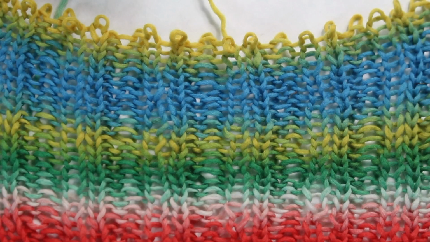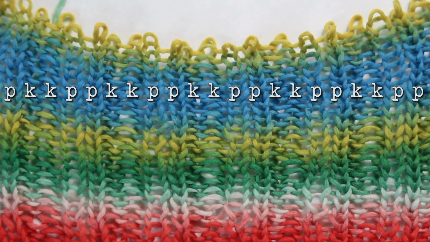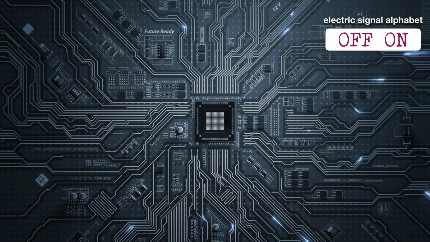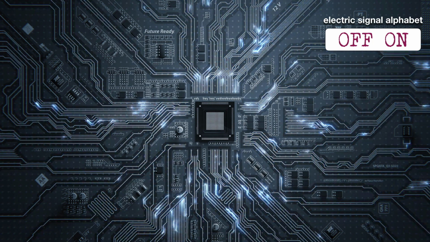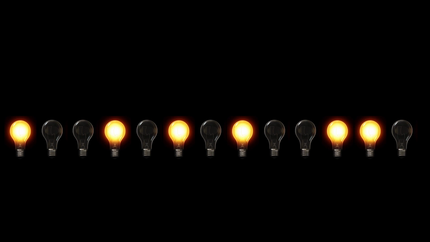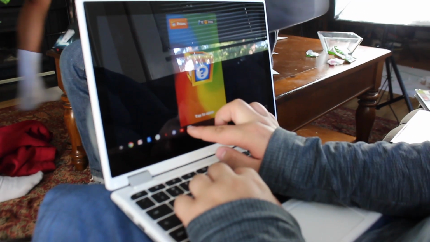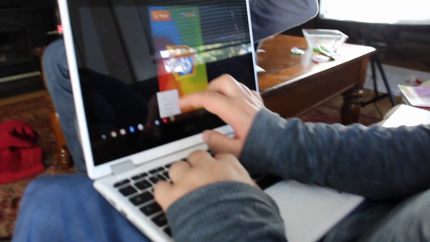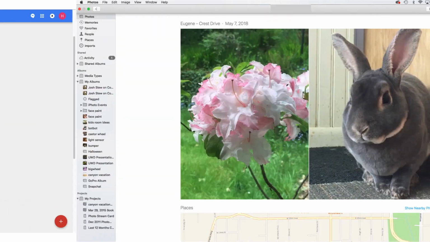A sweater is just a series of stitches. In this case, the pattern is knit, knit, purl, purl, and then you repeat. That's a string. Computers have an alphabet of electrical signals, on and off. But people usually just write 1 for on and 0 for off. Everything inside your computer is a string of zeros and ones. Your emails, your pictures, your text messages.